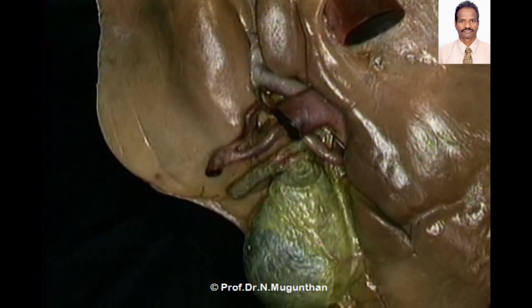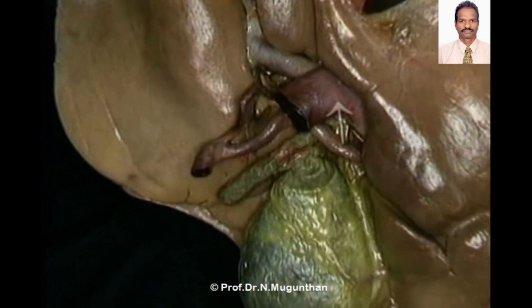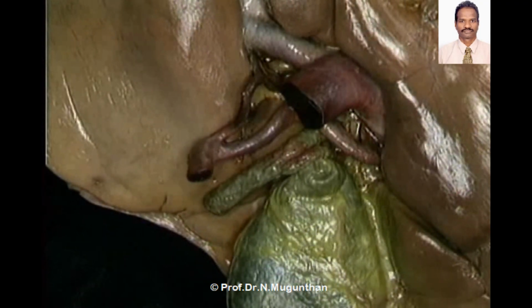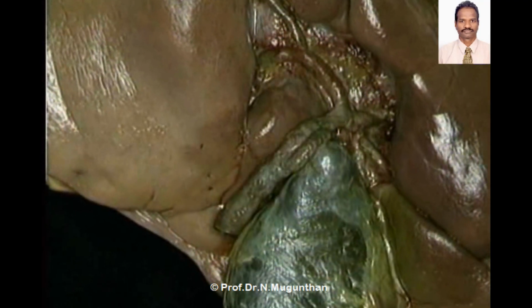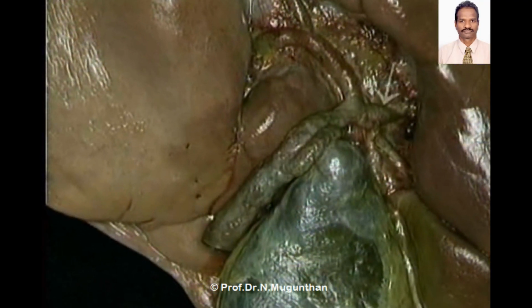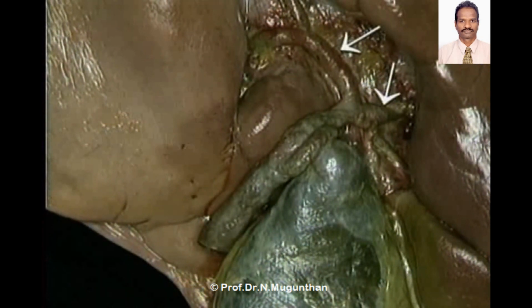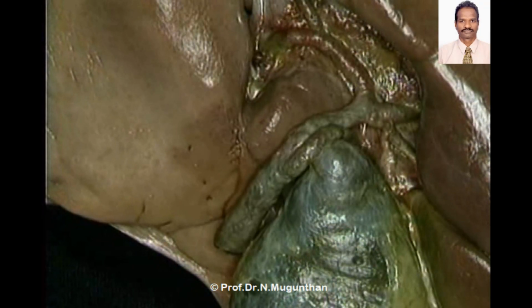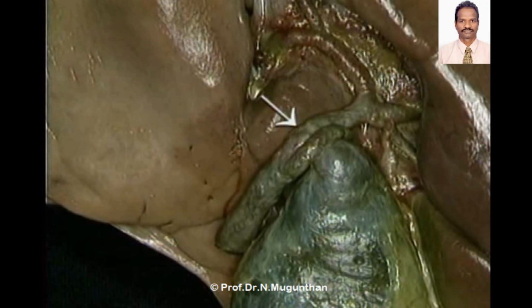Let us see the bile duct system. That is the portal vein, the hepatic artery and the hepatic duct, the three structures encountered in the porta hepatis. The arrow indicates the right and left hepatic ducts. The right hepatic duct drains the right lobe and the left drains the left lobe. They both unite to form the common hepatic duct.